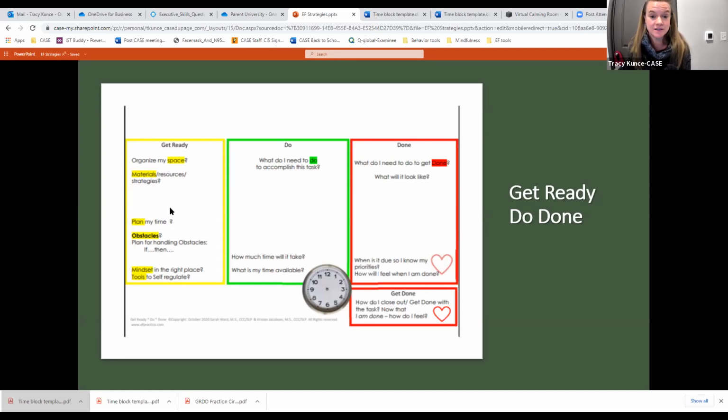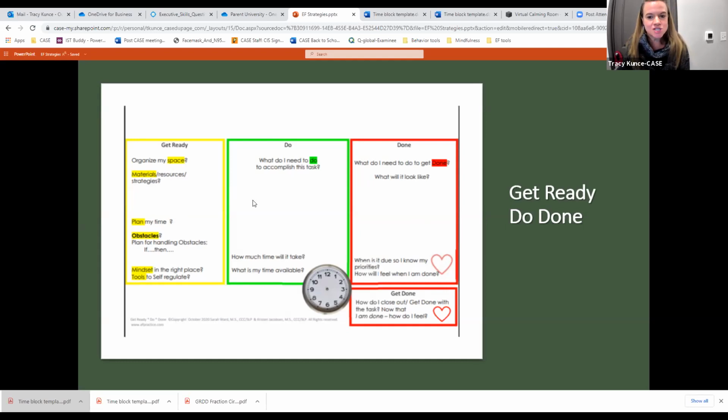What are the materials? What does my space need to look like? And you might also think about, what do I need to do before I get started? Do I need to get a drink of water? Do I need to use the bathroom? What are the things I need to do to get ready before I start this task?